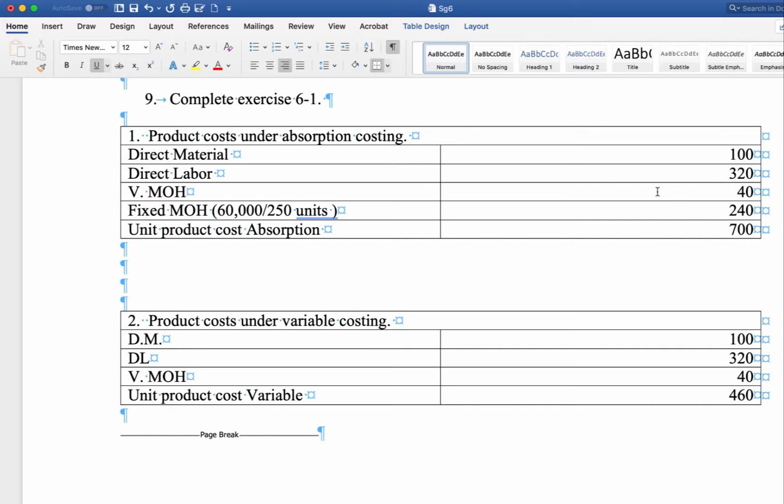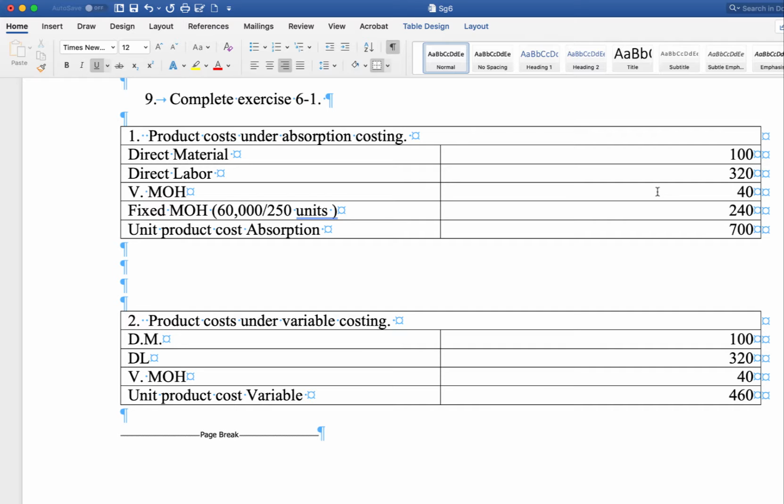So the absorption cost uses all the product costs that we're familiar with, right? Direct material, direct labor, and manufacturing overhead. And when I say manufacturing overhead, I'm referring to both pieces, meaning the variable portion and the fixed portion. You'll notice here that in the book they gave us direct material per unit, direct labor per unit, and the variable MOH per unit. They did not give us the fixed manufacturing overhead per unit. We needed to calculate that.